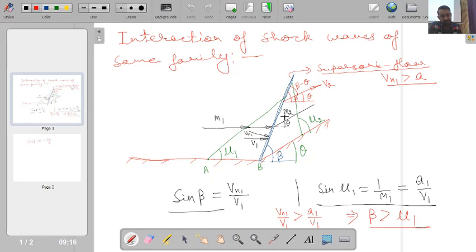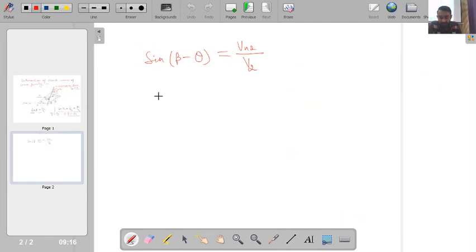And for this Mach wave, now it is in the downstream direction, so my flow Mach number is m2. So for the downstream of this oblique shock wave, my Mach number is m2. So in the downstream, I can say that sine of mu2 will be equal to a2 divided by v2.